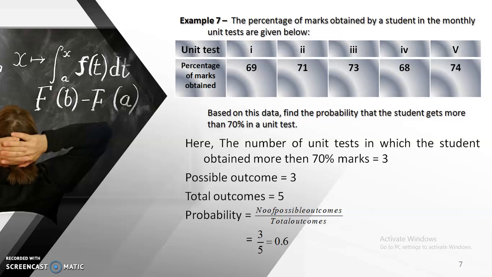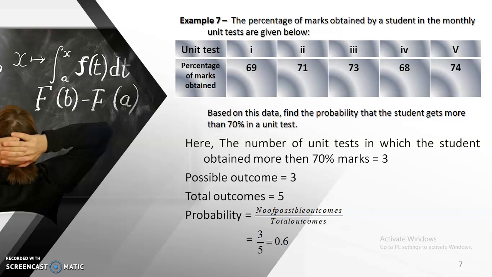Meaning you have to check how many unit tests the student obtained more than 70% in. Check it here. Second is 71, third is 73 and fifth is 74. Meaning there are a total of 3 answers, right? So the number of unit tests in which the student obtained more than 70% marks equals 3. Got it? And possible outcomes 3.